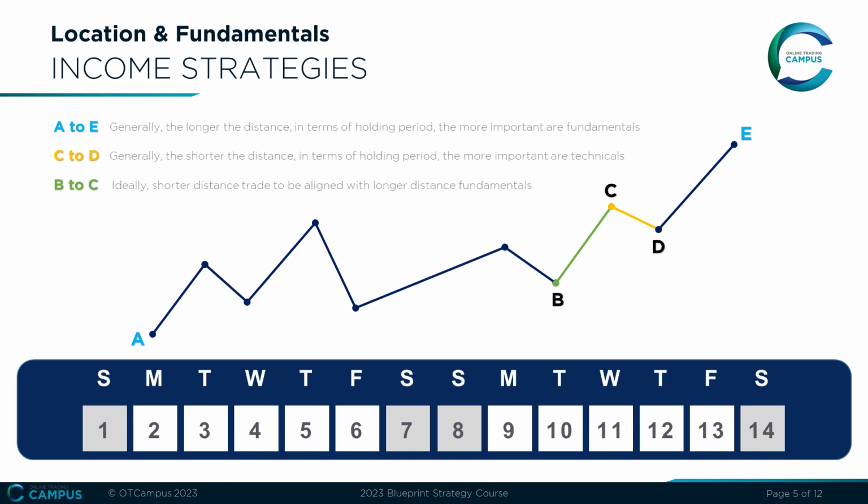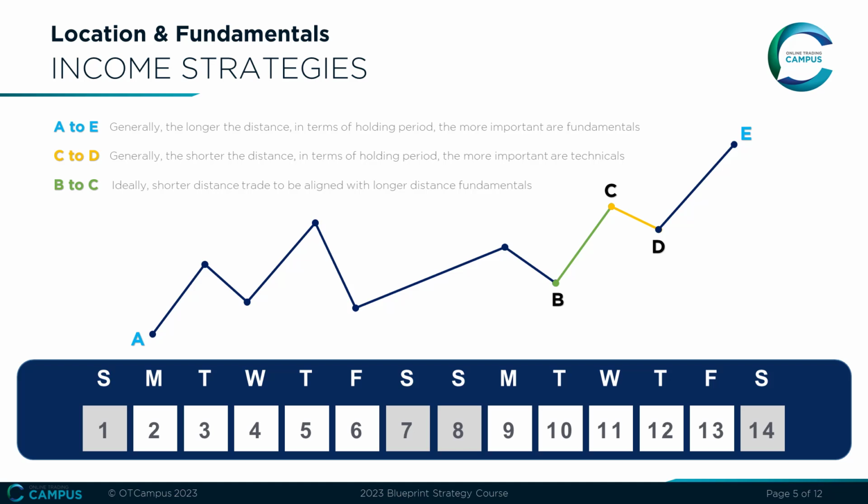So if you, for example, take a look at this really quickly, just to drive home this point, and down here you have a calendar in March, and what you're trying to do is you're trying to predict price from A to E. So you're basically trying to hold price for 2 weeks and you're predicting a rally. The only way how this could be done efficiently is if you have bullish fundamentals in this case. So, and generally, if you look from A to D here in this graph, the longer the distance in terms of the holding period, the more important are fundamentals.